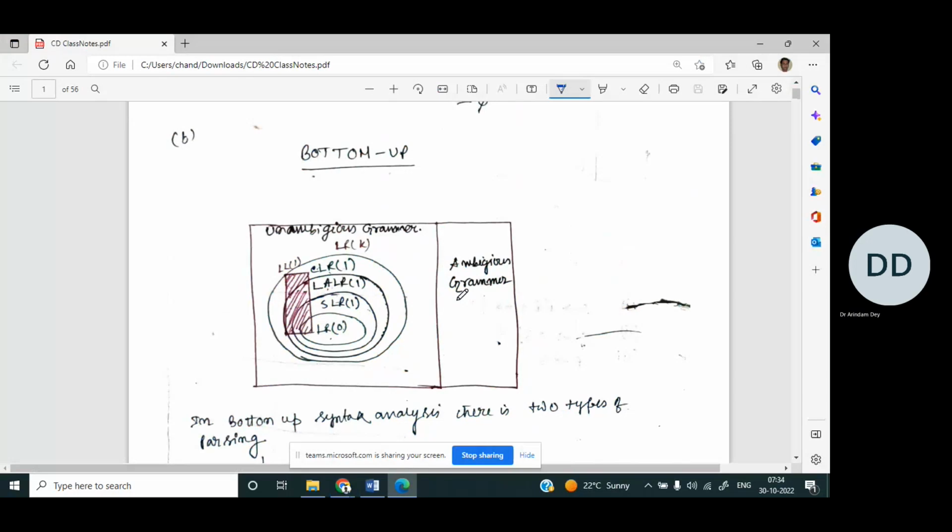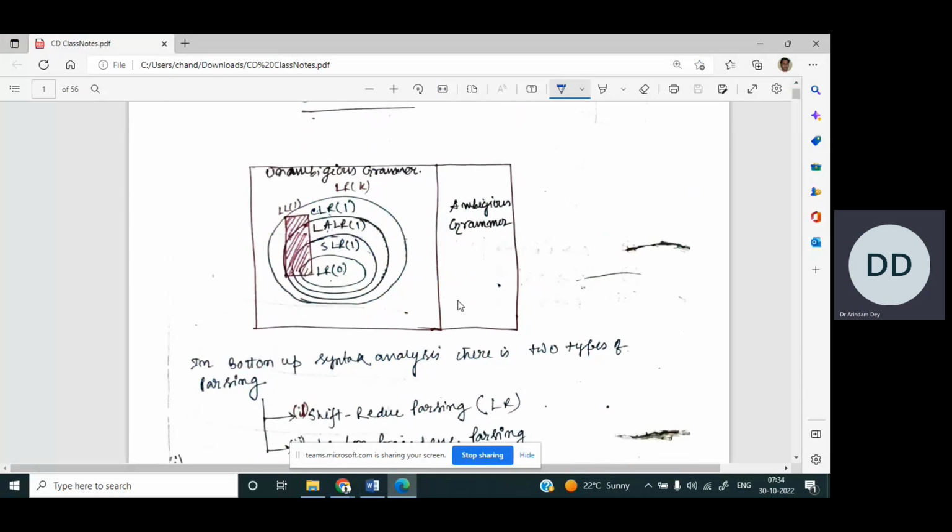Now, here you can see the same diagram I have shown here, that this is the LL1 region. This is LL1. This is LR, CLR, LALR, all the parts I have written out here. You can check all the parts I have written out here. And interestingly, you see that I say the grammar actually can be of two types.